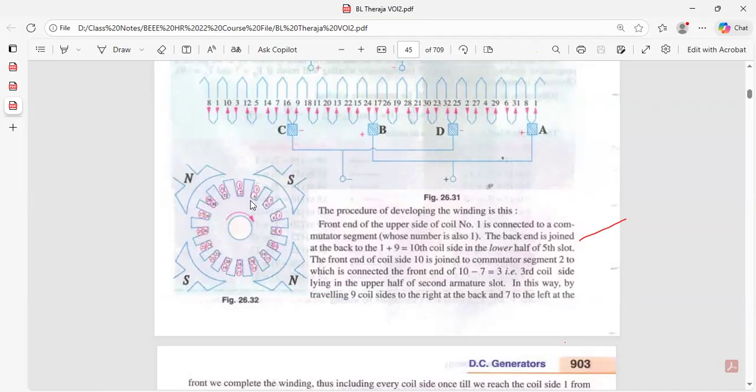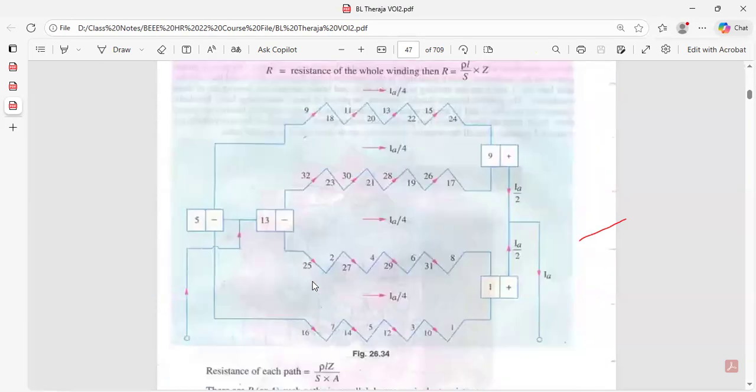So here we are defining one parameter that is called the number of parallel paths. A is called the number of parallel paths. In lap winding, A is equal to P, the number of parallel paths A is equal to the number of poles. But in wave winding, the number of parallel paths is equal to P by 2. See here, I will show.